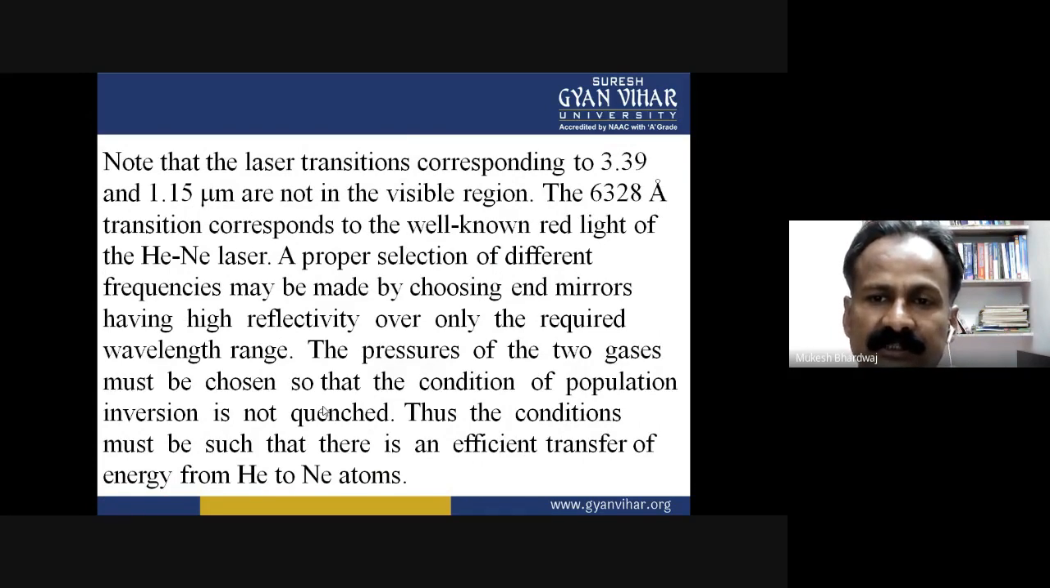The 6,328 Angstrom transition corresponds to the well-known red light of the helium neon laser. A proper selection of different frequencies may be made by choosing mirrors having high reflectivity over only the required wavelength range. The pressure of the two gases must be chosen so that the condition of population inversion is not quenched. Thus, the condition must be such that there is an efficient transfer of energy from helium to neon atoms.